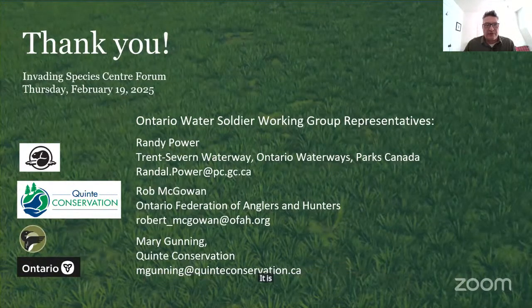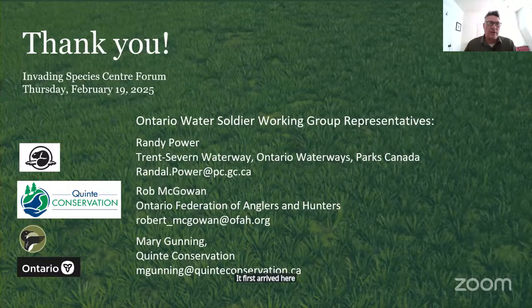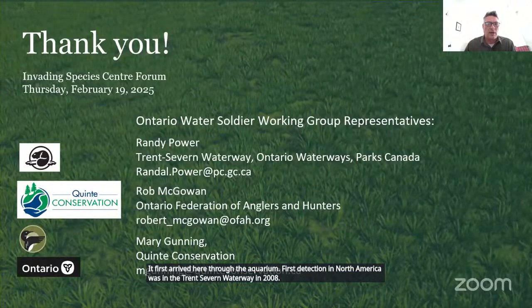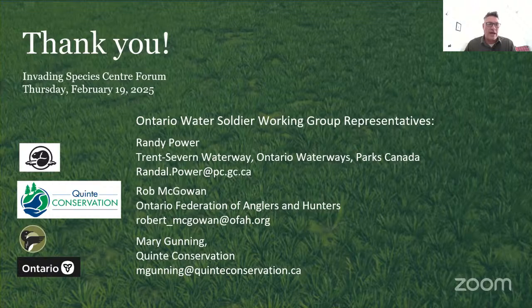It first arrived here through the aquarium trade. First detection in North America was in the Trent Severn Waterway in 2008. It is a pretty nasty plant. It has two forms. It has a submergent and emergent form.